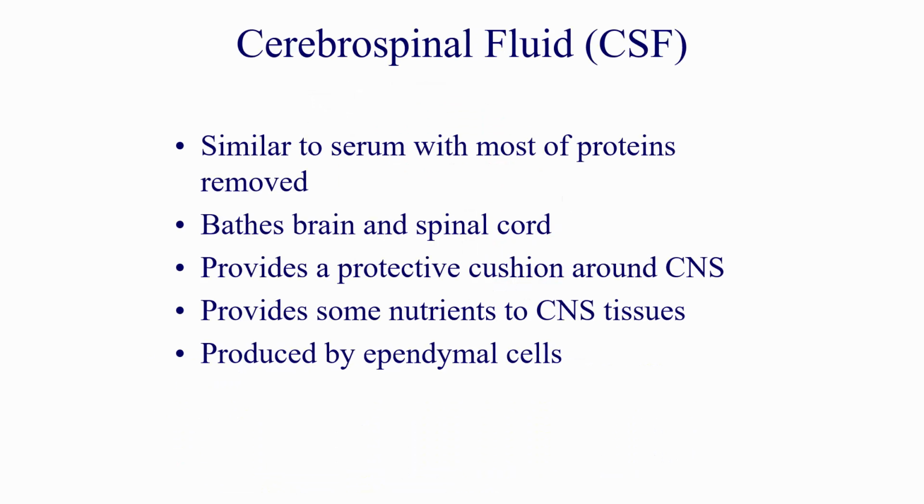So the cerebral spinal fluid, or CSF, is similar to serum with most of the proteins removed. It bathes the brain and spinal cord, and it provides a protective cushion around the central nervous system. Also provides some nutrients to the central nervous system tissues. And it is produced by what we call ependymal cells. So ependymal cells make up the choroid plexus. The choroid plexus makes the cerebral spinal fluid.